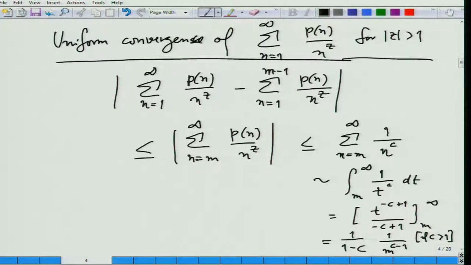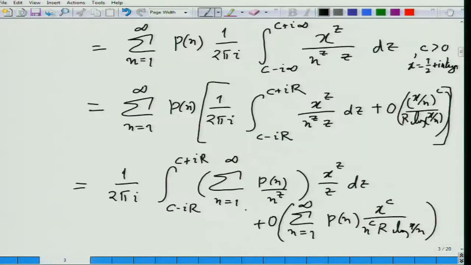And now, you see that this is absolutely uniformly convergent, because as m tends towards infinity, which is as the approximation of your sum increases, this tends towards 0, irrespective of the value of z that you take. So, that settles the fact that this sum is uniformly convergent.